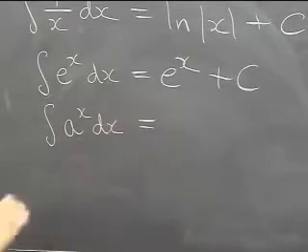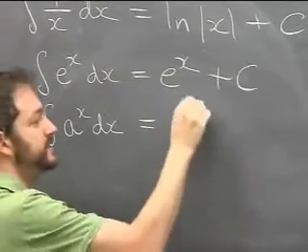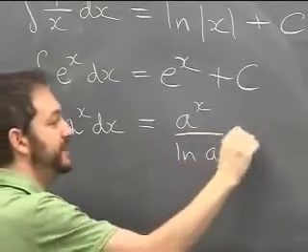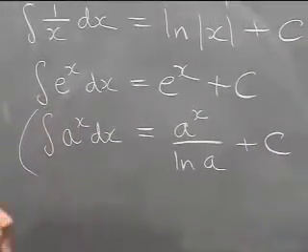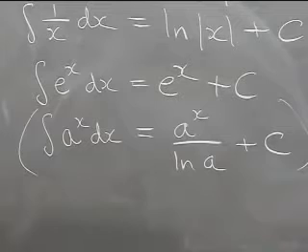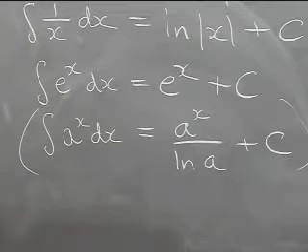So if you have a fixed base, a to the x, the integral turns out to be a to the x over the natural logarithm of a. But, man, I really cannot imagine you being asked to do the integral of 3 to the x. I guess it's possible. But there's certainly the e to the x one you need to know.